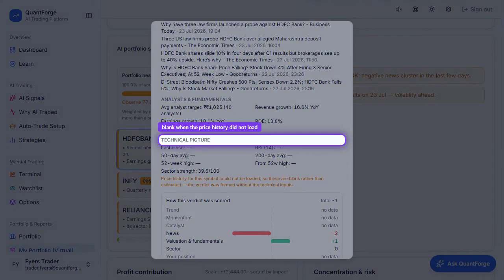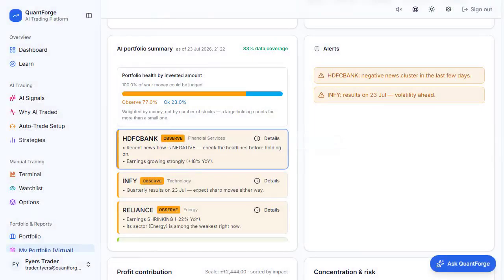So I can go through every stock like this, one by one? That is exactly how it is meant to be used. Start with anything critical, then observe, and skim the rest.